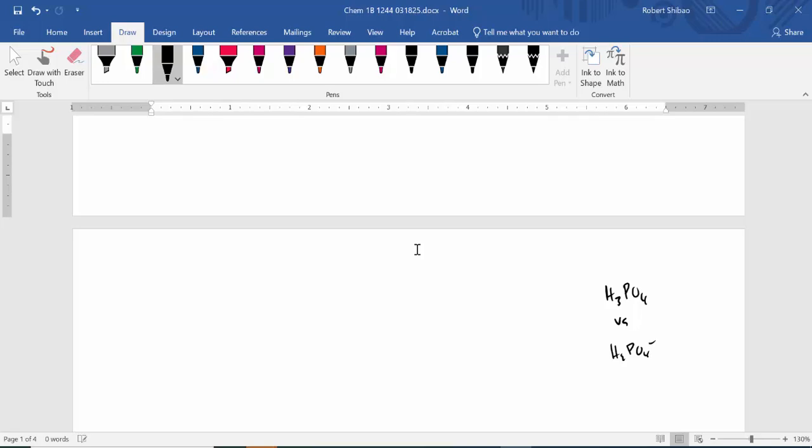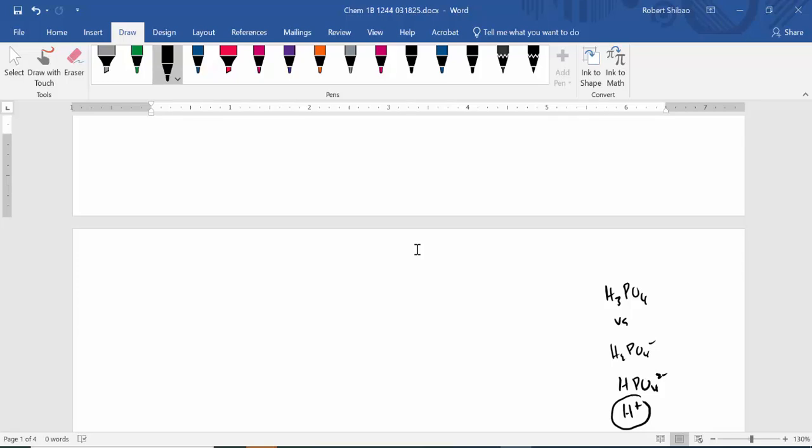Let me give you the simple answer. It's going to get successively harder to remove the H plus because the negative charge goes up. The higher the negative charge, the stronger the electrical attraction is, making it more difficult. And so if we have a 2 minus ion, and it's going to go to 3 minus.